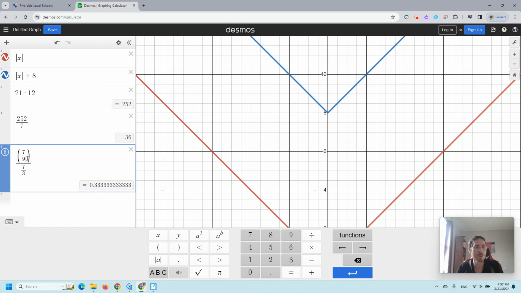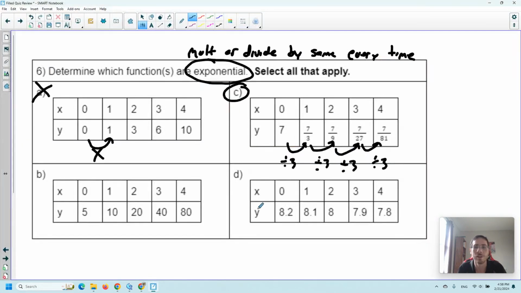I got to try the last one. 7 over 3 over, it's just 7.33333. So it does work out. So all of those give me the same answer. So that's how I know C is going to work.